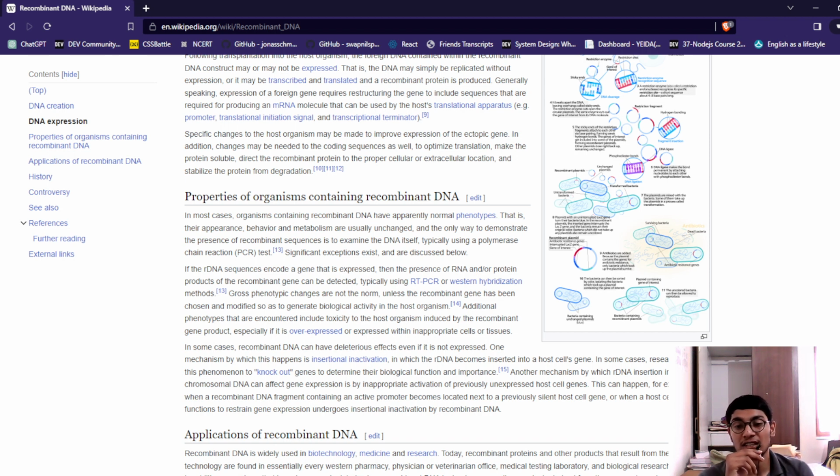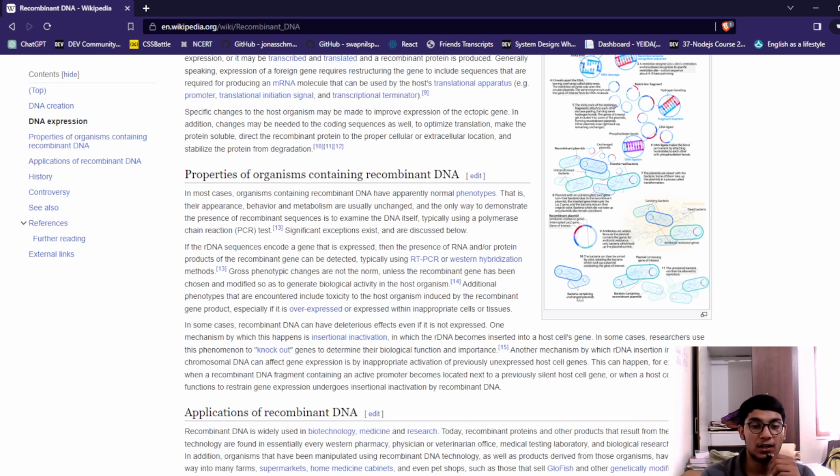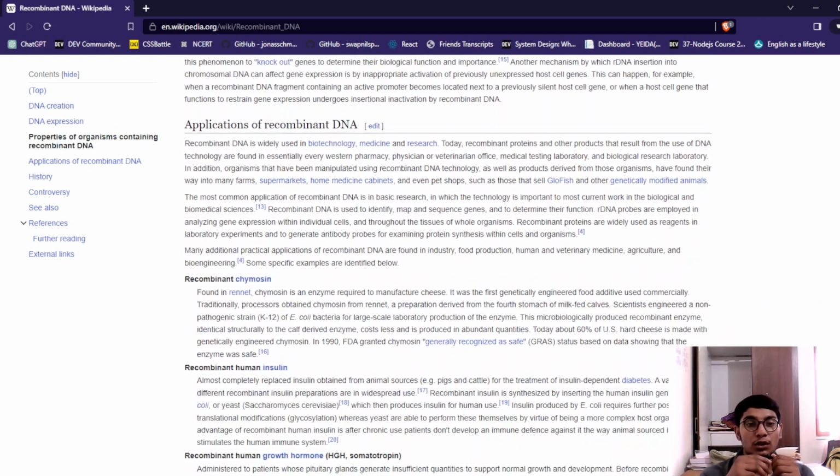Another mechanism by which rDNA insertion into chromosomal DNA can affect gene expression is by inappropriate activation of a previously unexpressed host cell gene. This can happen, for example, when a recombinant DNA fragment containing an active promoter becomes located next to a previously silent host cell gene. When the host cell gene has a function of restraint, gene expression undergoes insertional activation by recombinant DNA.